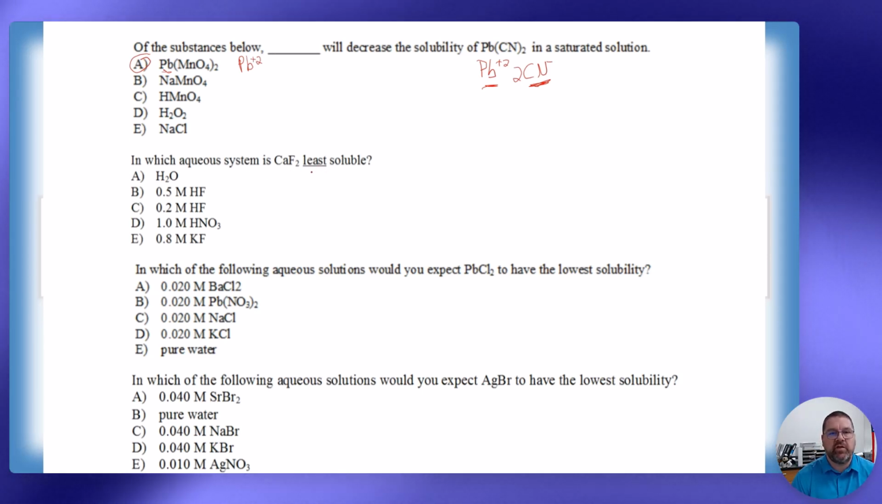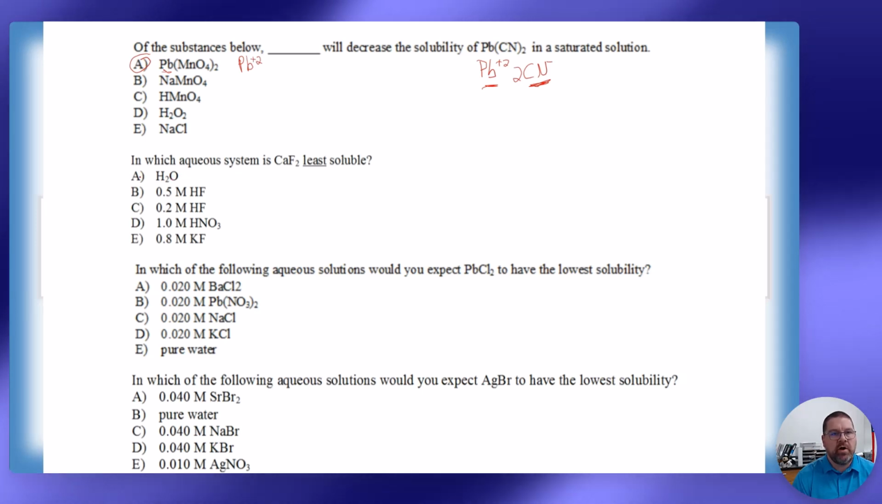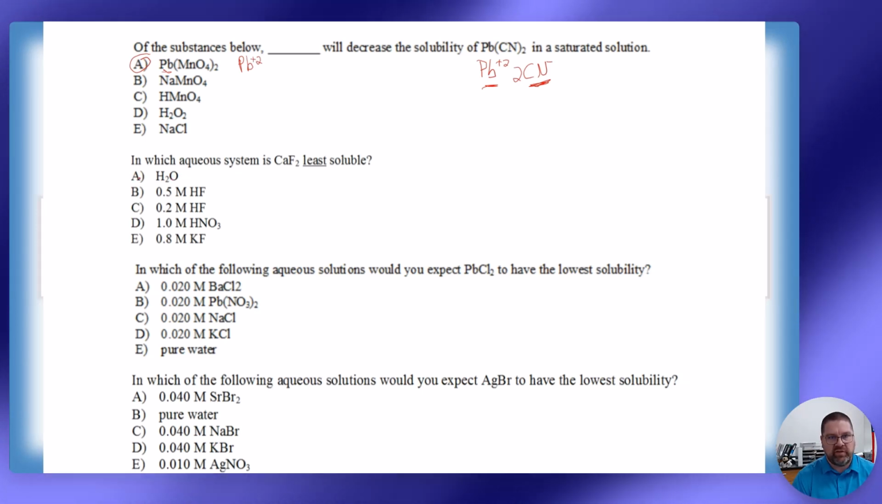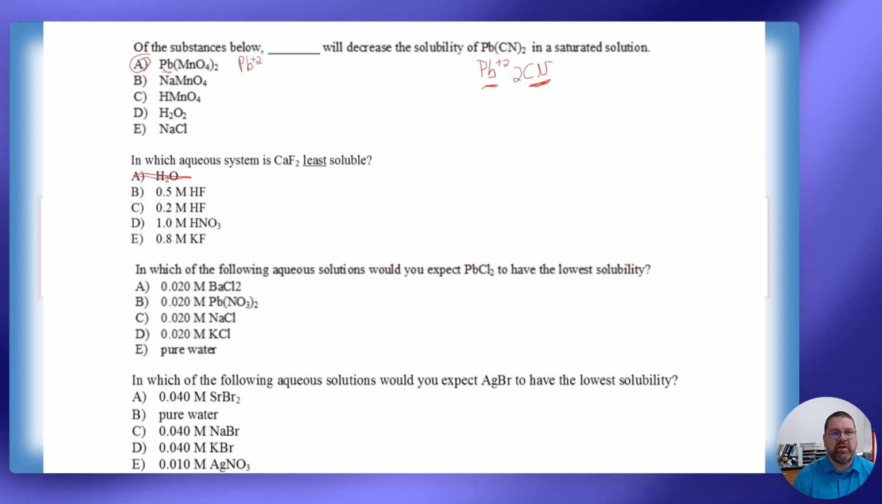So the first thing that we can do with this is we can eliminate water. And the reason we can eliminate water is because we know that in pure water, there are no common ions present. So that means that your substance would be its most soluble when it's in pure water. So we want the least soluble, so we're going to get rid of water right off the bat.